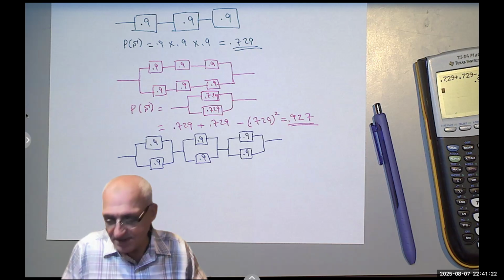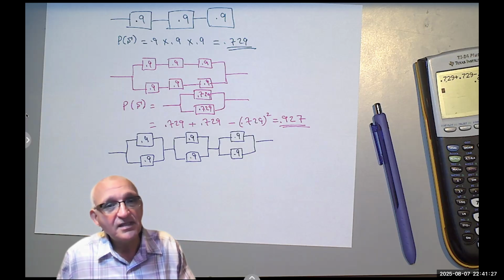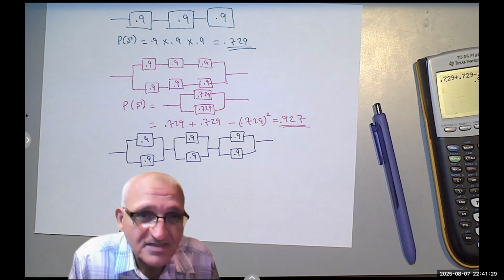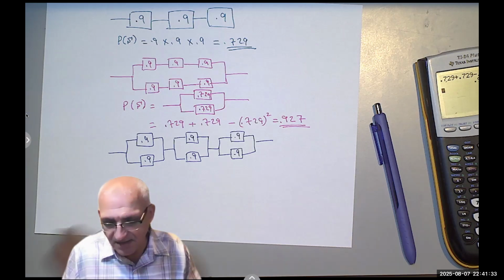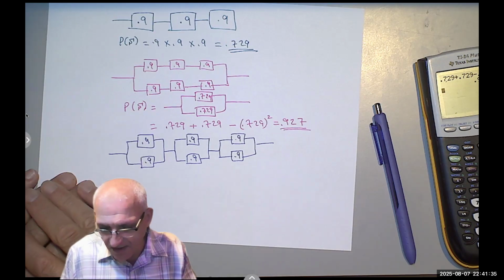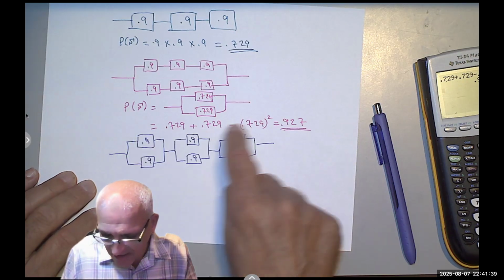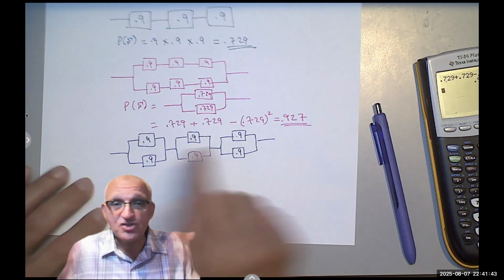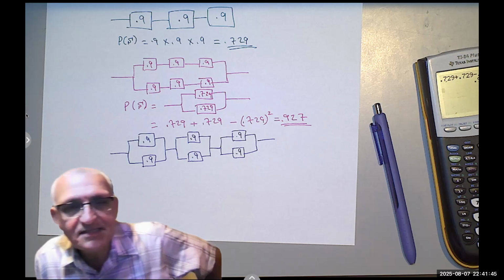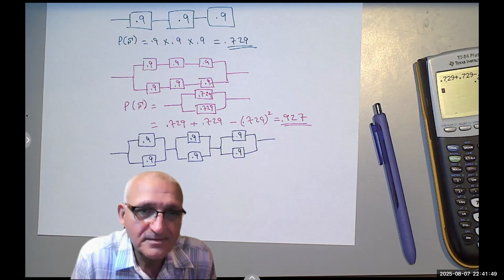You should know which one is better, but here, if I want to find the reliability of the system, it's so complicated. If you say, what is the probability that the system survives? You can have these three, or these three, or these three, or those three. It's so complicated. It's much easier to say, what is the probability that the system would fail?